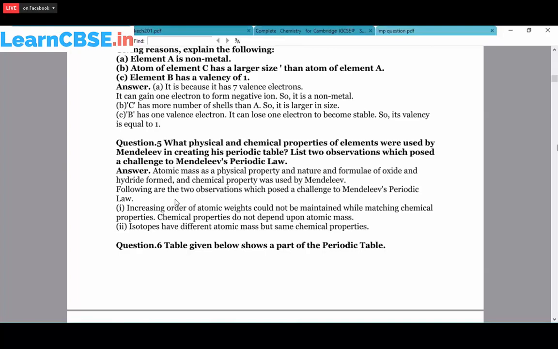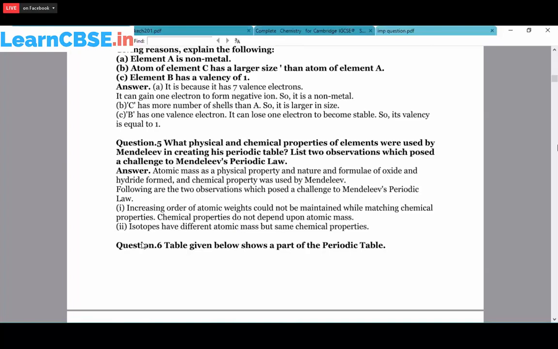Mendeleev. The following are the two observations which posed a challenge to Mendeleev's periodic law. The increasing order of the atomic weights could not be maintained while matching the chemical properties. So the chemical properties do not depend upon the atomic masses. Yes, when the atomic weights were increasing, they did not match up with the chemical properties because those were changing. So that is the challenge faced by Mendeleev.